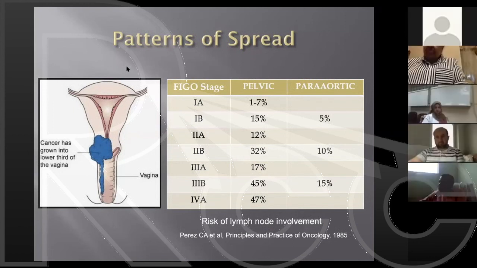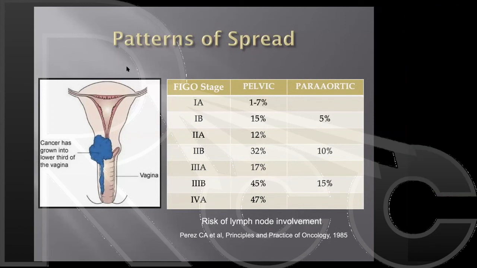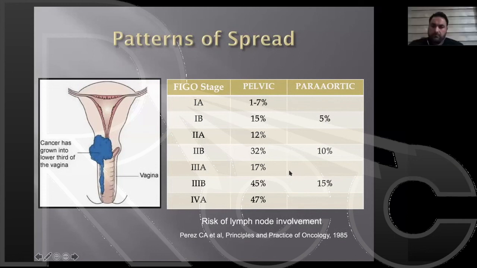Here's just a chart showing the risk of pelvic lymph node metastases with varying local stages, and from there the risk of periaortic metastases. In some ways, when the tumor involves the lower vagina, it drains to the groin. So you would want to include the groin lymph nodes in your external beam fields as well.